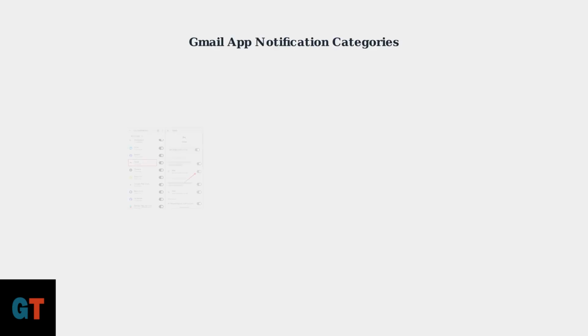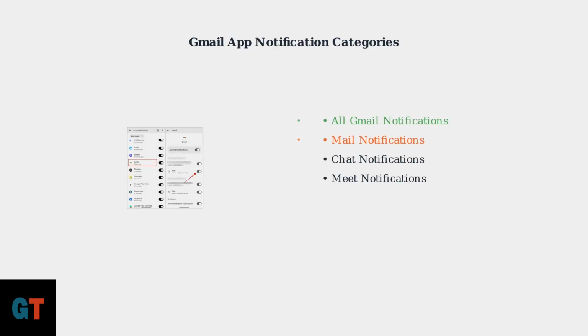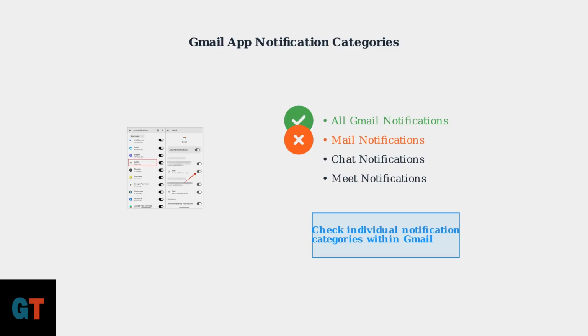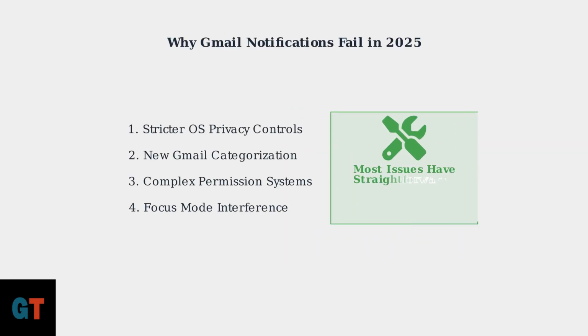Even within Gmail itself, notification settings can be complex. The app has multiple layers of notification controls, and sometimes important categories like mail notifications can be accidentally disabled while other Gmail notifications remain active. Understanding these underlying causes helps explain why Gmail notifications might suddenly stop working.